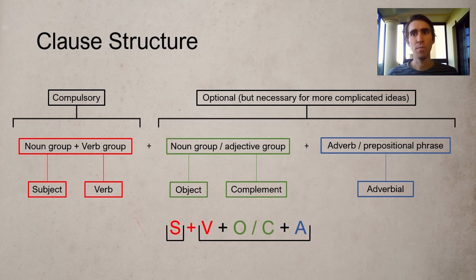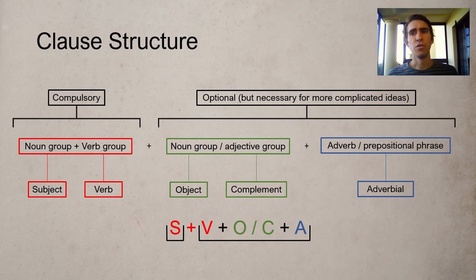You can either have an object or a complement in the rest of your sentence. Your object is always another noun group, and then you can have a complement, which is an adjective group, an adjectival phrase. Another thing we can add on to either one of those two things is what we call an adverbial. And an adverbial in terms of sentence structure is either an adverbial phrase or a prepositional phrase.